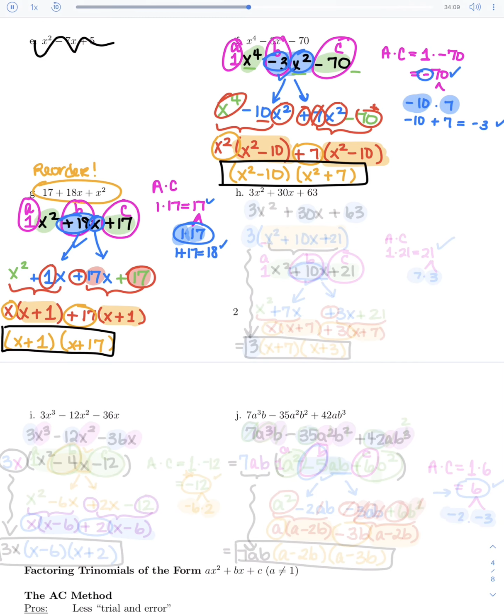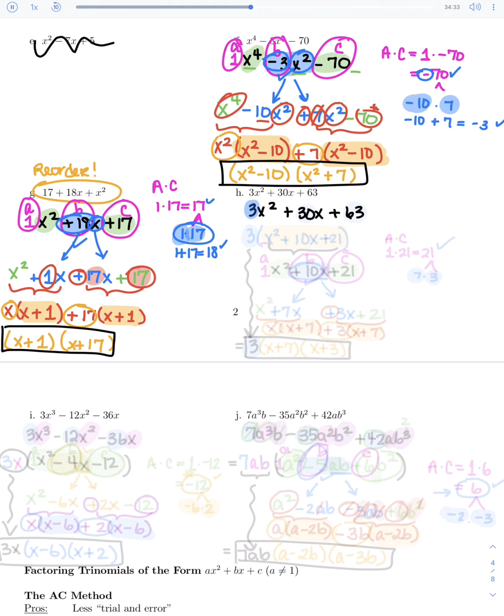Let's take a look at problem H. In problem H, I notice if I were to try to do AC method right off the bat, I have very large numbers, which sometimes happens, especially in my math lab, but as a general rule, you shouldn't have really big numbers. So my wonder is, is there something I can do first to make my numbers smaller?